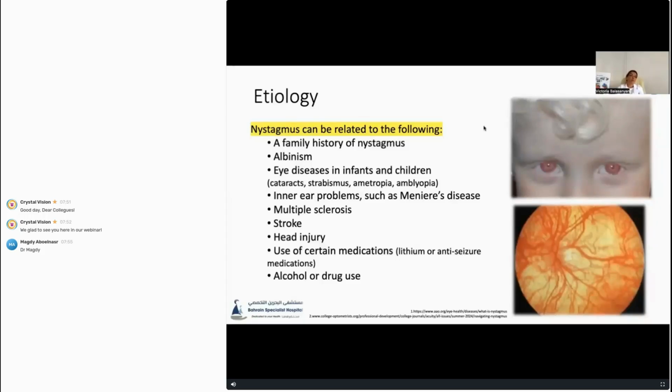Nystagmus may be associated with the following: the presence of nystagmus in the family history, albinism, lack of skin color or pigmentation, a wide range of vision problems in infants and children, including cataracts, strabismus, and focus problems, problems with the inner ear, multiple sclerosis, stroke, head injury, taking certain medications such as lithium or anticonvulsants, alcohol or drug use.